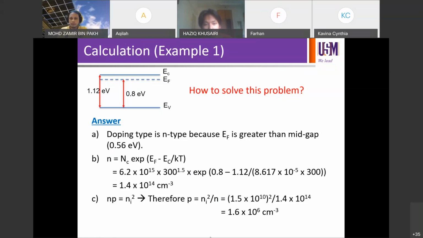So if you use 1.0, then your value will be, let's see, can you try to calculate if you use 1.0? What's your answer? What do you get?